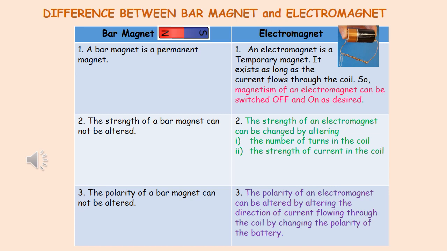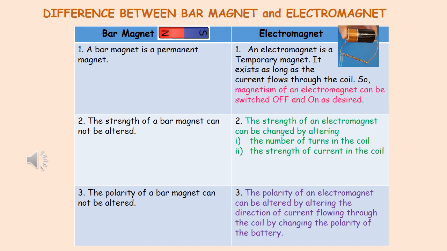Similarly, the polarity of the bar magnet cannot be altered. The north pole always remains north pole and the south pole always remains south pole. But the polarity of an electromagnet can be altered by altering the direction of current. But how can we change the direction of current?